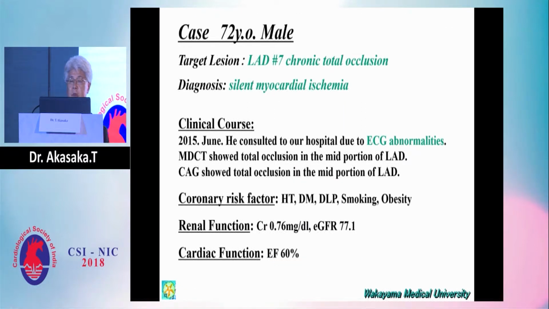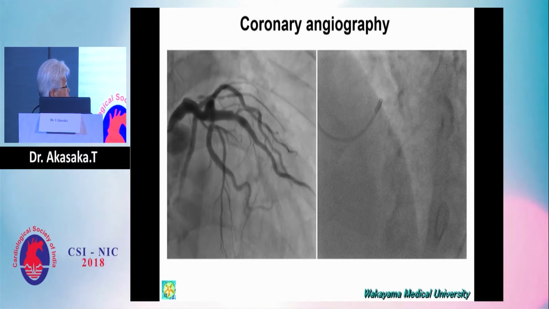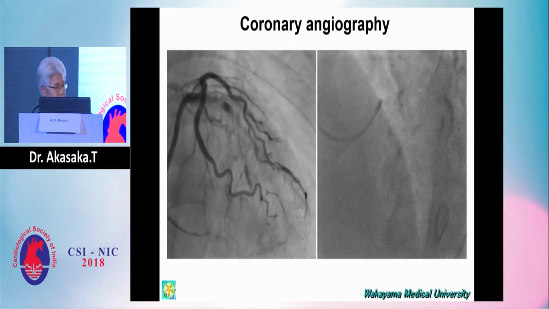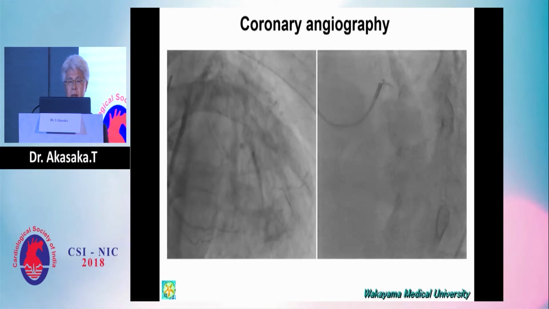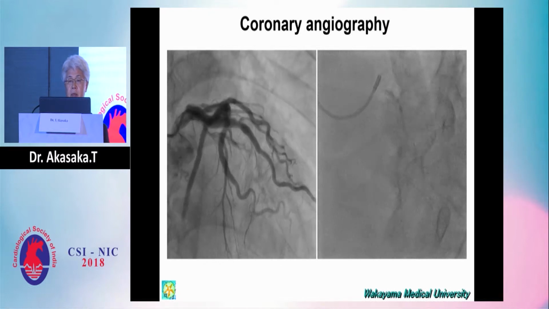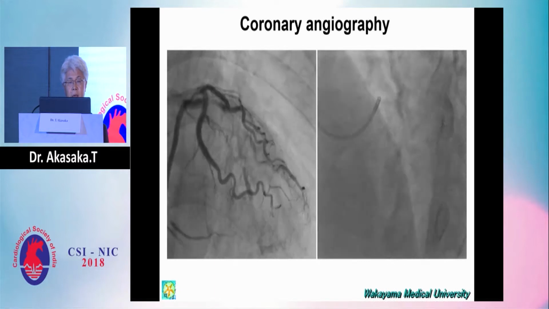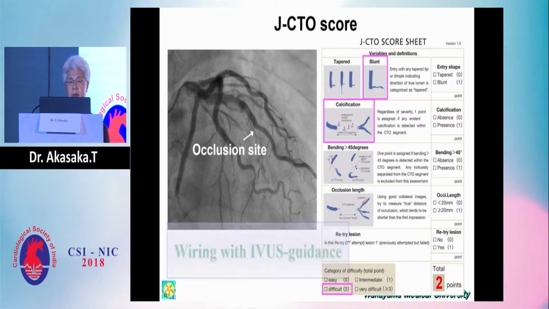It is very useful to use IVUS in cases with CTO. This is an angio. You can identify the complete occlusion just distal of the diagonal branch. And here is another view, right? So you have a big diagonal branch, however, there is abrupt occlusion. So the Japanese CTO score demonstrates this is a blunt occlusion, and the total is 2 points, so intermediate difficulty, right?